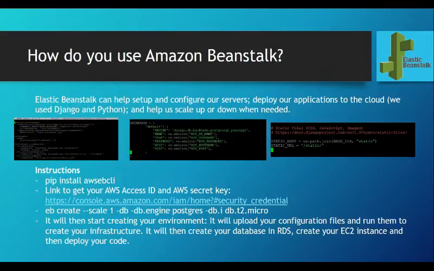And once you create it, it will start creating your environment by uploading the configuration files to an S3 bucket. Then that triggers the creation of the infrastructure based on the configuration file that you specified. In this case, it will first create a load balancer, then it will create the database in RDS, and then finally it will create an EC2 instance with all the requirements that you specified. And then at last, your code will be deployed.